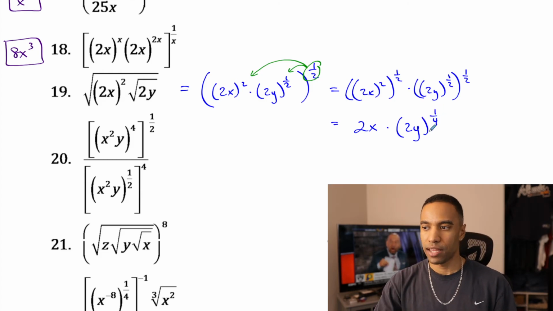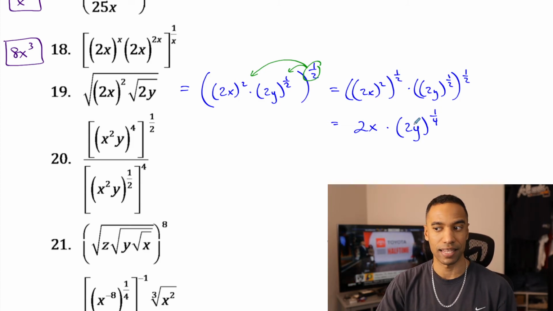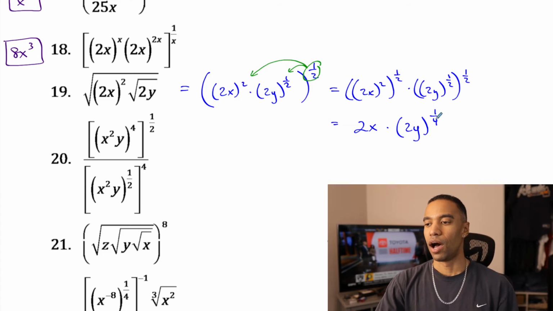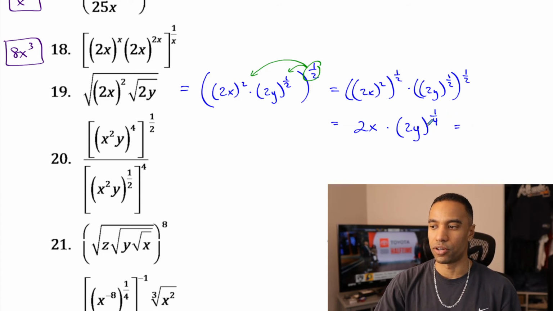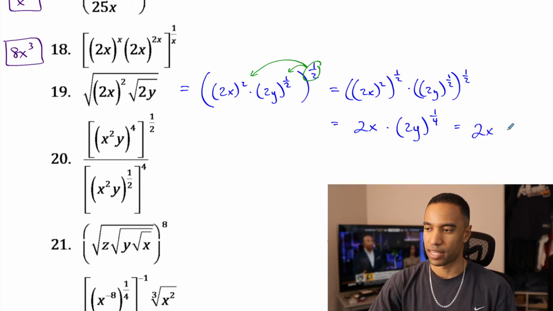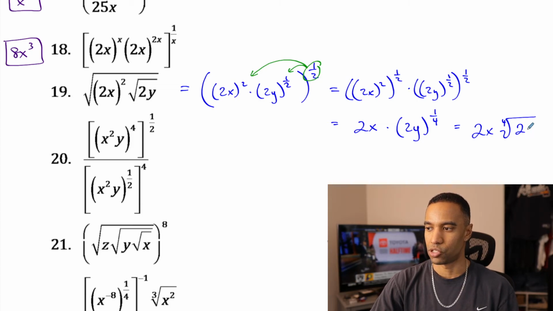Nothing seems to have changed with regard to me not being able to take anything out here. I still can't take anything out. I can't take the 4th root of 2 and all that. What I will do is turn this into its radical version, the 4th root of. So the 2x is on the outside right here, and inside this radical, the 4th root is 2y, and that'll be your final answer there.